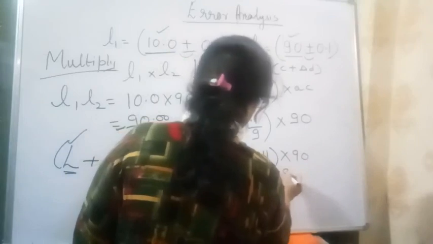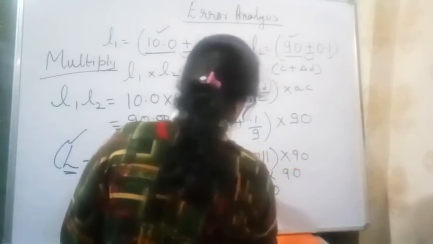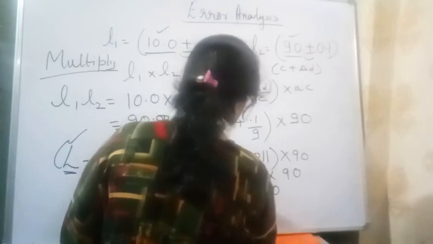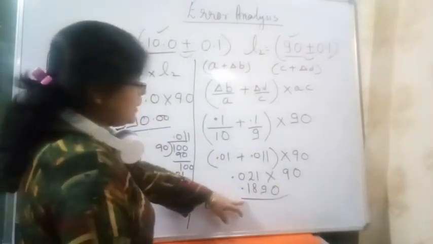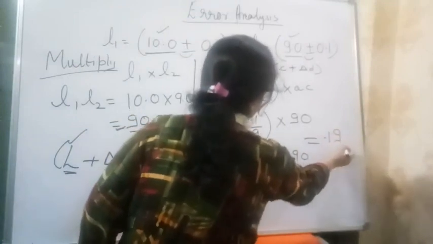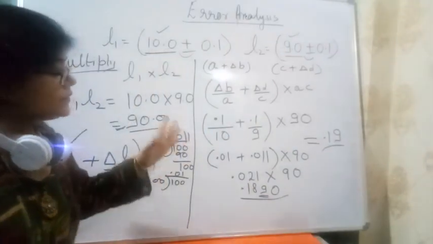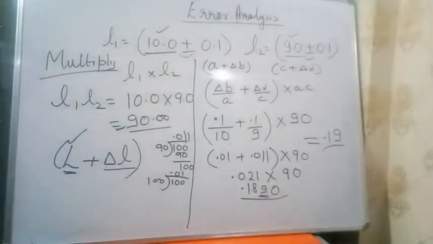So then we add these two and we have 0.021 into 90. That is, 9 ones are 9, 9 twos are 18. This is 0.189. After rounding this digit, we get 0.19, because 9 is bigger than 5. Okay? Just note it down, then I will tell you one thing more.